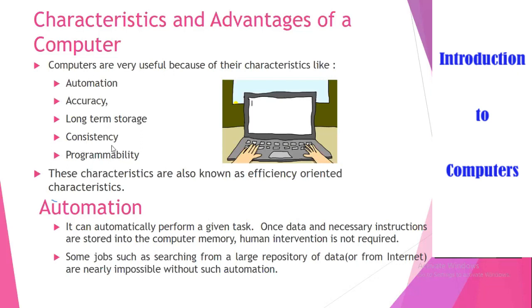Then consistency. So whatever task computer is performing, it is doing with same accuracy. Even if same task is being done for 10th time or 50th time or 100th time, result will be same with same accuracy. So that is consistency. Then programmability. So if we want our computer to do a new task, at that time we can give a new program or software, and computer can be programmed for a new task.